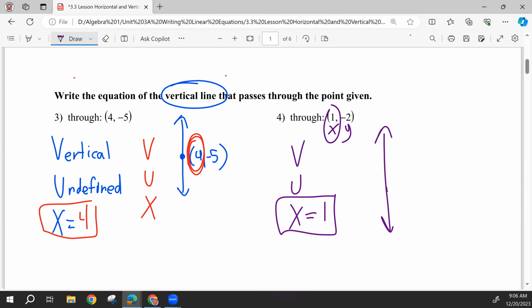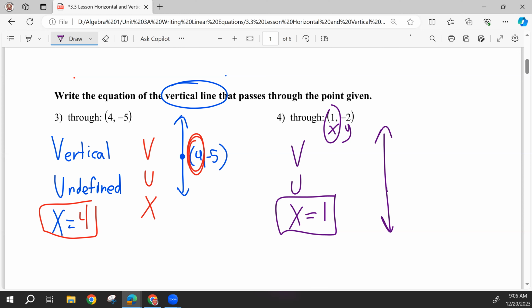So there are 4 problems. You can see 2 of them here. You should be able to see them all on your paper. So please pause right now and try those 4 problems, and then press play, come back, and check your answers.